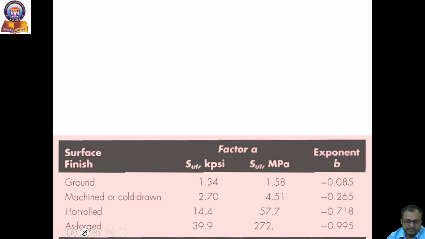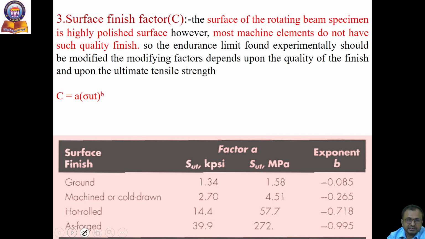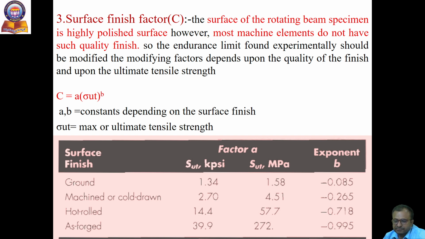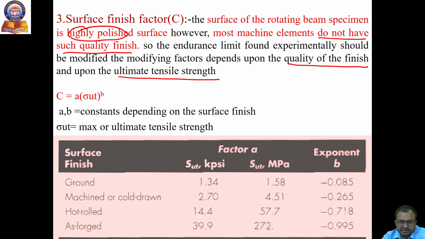Then the next factor is the surface finish factor. A highly polished surface finish is used in the rotating beam specimen. But in actual practice, in any mechanical component, the surface does not have such a high quality finish. So the endurance limit found experimentally should be modified. The modifying factor depends on the quality of the finish and the ultimate strength of the material.